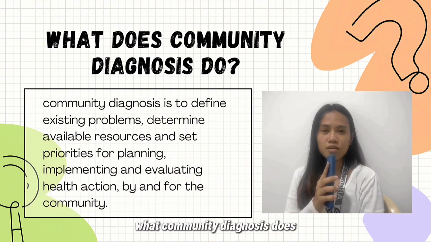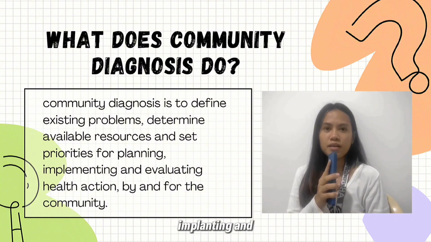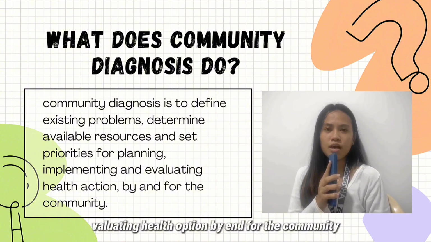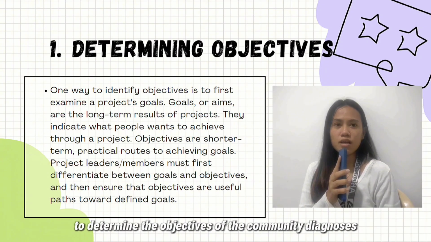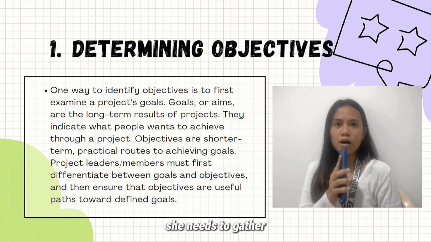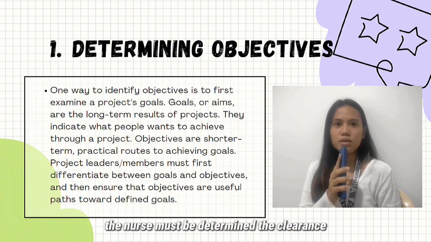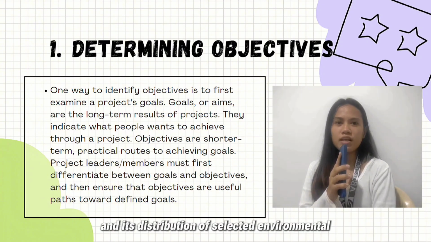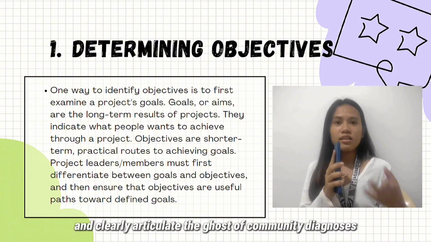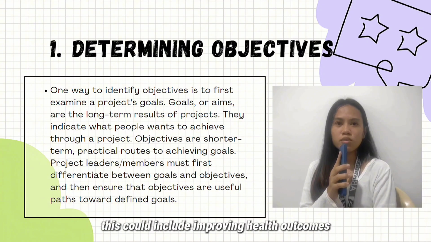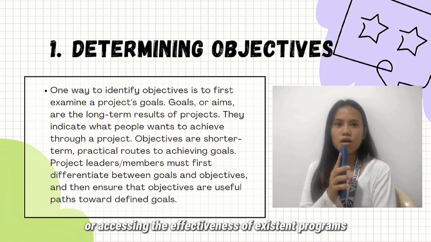What does community diagnosis do? Community diagnosis is to define existing problems, determine available resources, and set priorities for planning, implementing, and evaluating health action by and for the community. The 11 steps of conducting community diagnosis. First, determine the objectives of the community diagnosis. The nurse decides on the depth and scope of the data she needs to gather, whether she undertakes a comprehensive or a problem-oriented community diagnosis. Dever explains that the nurse must determine the occurrence and distribution of selected environmental, socioeconomic, and behavioral conditions important to disease control and wellness promotion, and clearly articulate the goals of community diagnosis. This could include improving health outcomes, identifying areas for intervention, or assessing the effectiveness of existing programs.